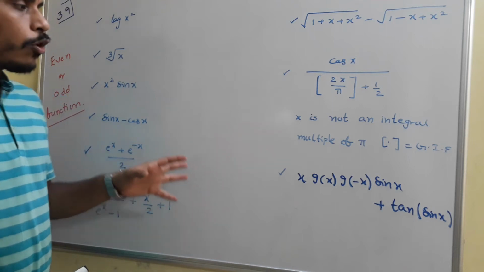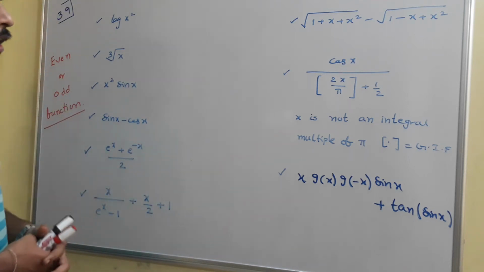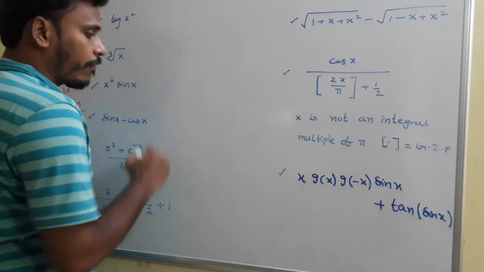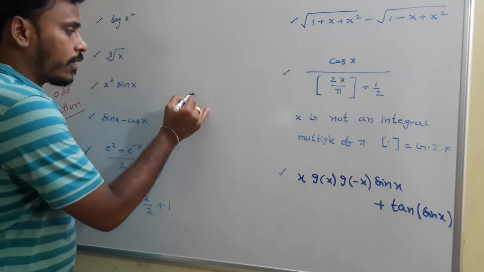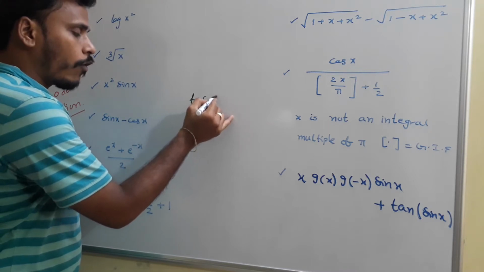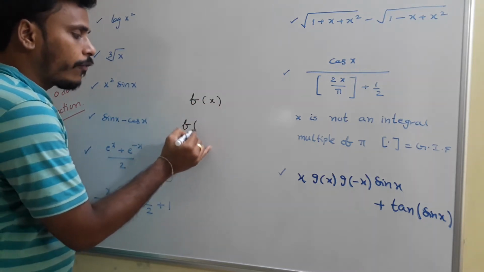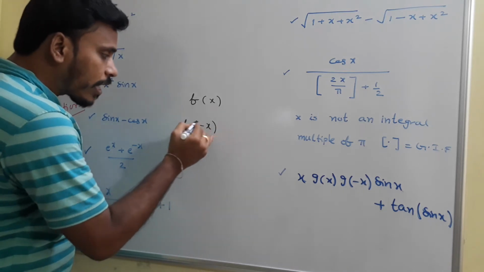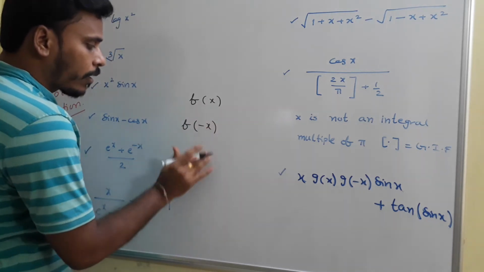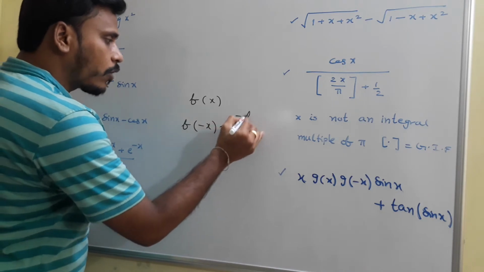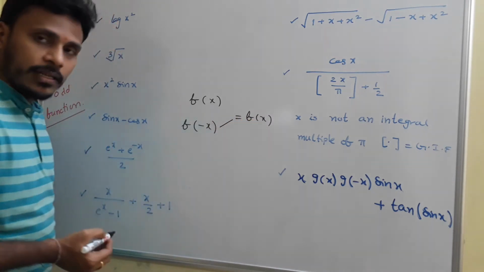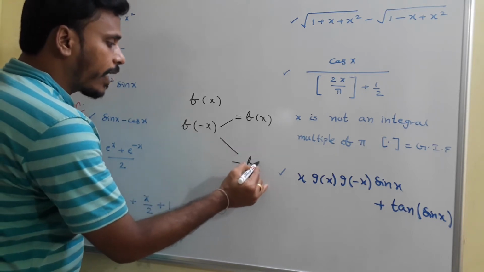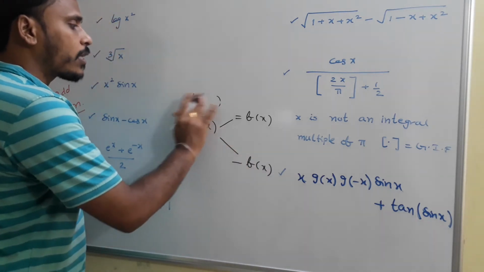Some functions on the board, we need to check whether they are even or odd. In the last class we discussed the basic definition of even and odd functions. If the given function is f of x, and you replace x with minus x, then if f of minus x is equal to f of x, we call it an even function. Whereas if f of minus x is minus f of x, we call it an odd function.